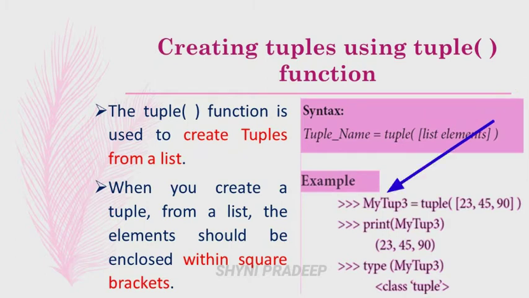This is the example: my_tuple3 is equal to tuple. This tuple is a function. Within the function, one list is given within square brackets: 23, 45, 90. When you print my_tuple3, the elements will be printed like this. Type of my_tuple3: if you want to know the data type of my_tuple3, you have to give it like this, so the type of my_tuple3 will be displayed on the output screen.